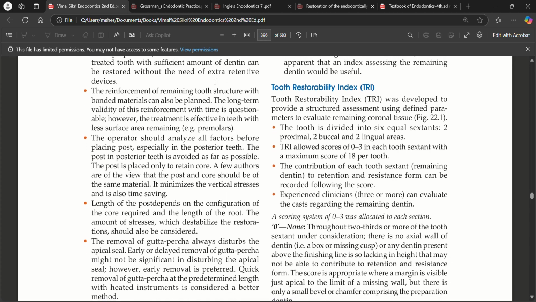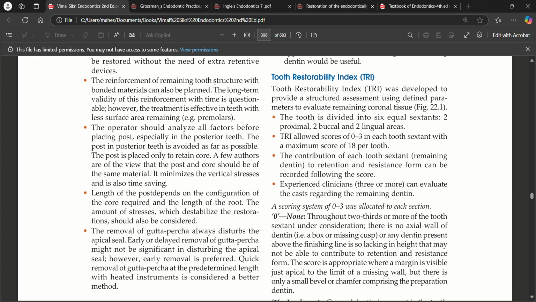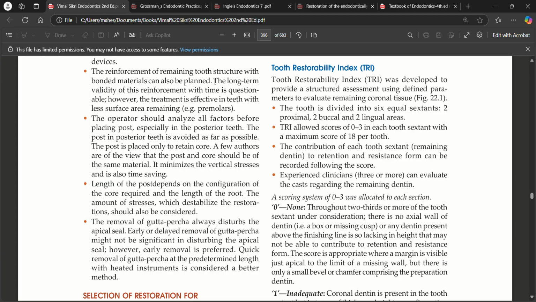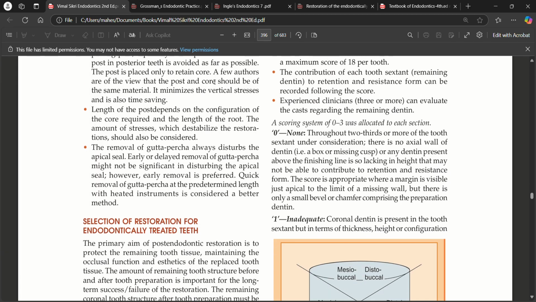The removal of gutta percha always disturbs the apical seal. Early or delayed removal of gutta percha might not be significant in disturbing the apical seal. However, early removal is preferred. Quick removal of gutta percha at the predetermined length with a heated instrument is considered a better method.